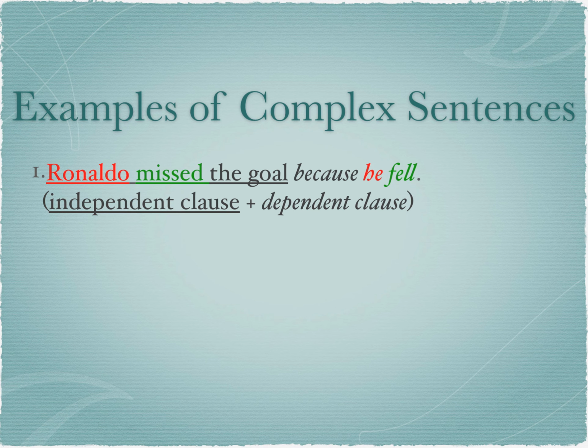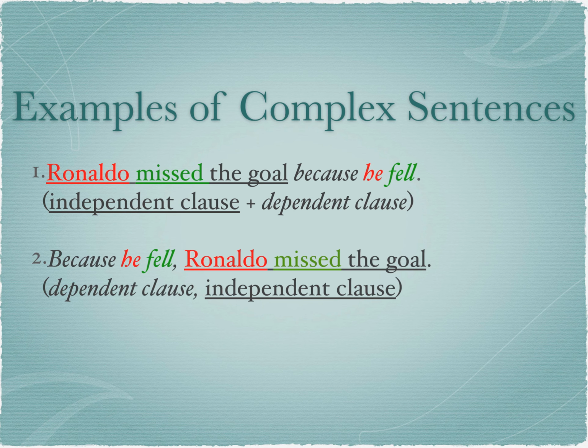Some examples of complex sentences: Ronaldo missed the goal because he fell. In this case, it is an independent clause plus a dependent clause. Ronaldo missed the goal. That is a simple, complete thought. Because he fell is a dependent clause. You can also switch it around by saying, because he fell, comma, Ronaldo missed the goal. In this case, you start with a dependent clause, put a comma, and then go to an independent clause.